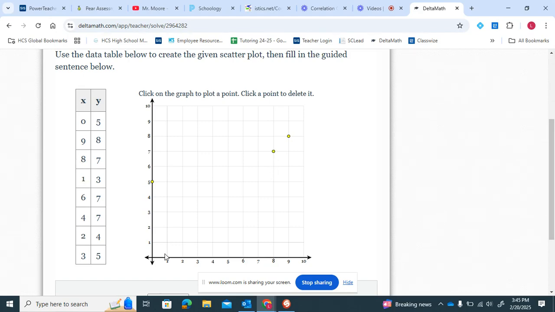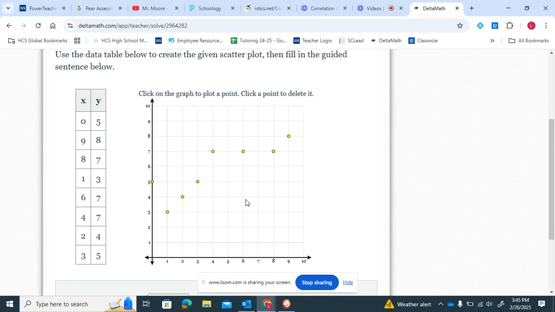When X is 1, Y is 3. When X is 6, Y is 7. When X is 4, Y is also 7. When X is 2, Y is 4. And then when X is 3, Y is 5.